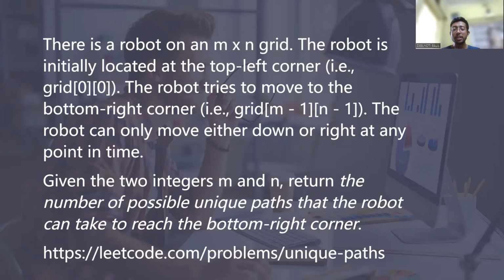So basically, there's an m cross n grid, and we'll be given this m and n, and all we have to do is figure out the total number of unique ways in which we can traverse from this 0 comma 0 cell, that means the top leftmost corner cell, to the right and bottommost corner cell. So what are the unique number of paths? Let's take a visual example.